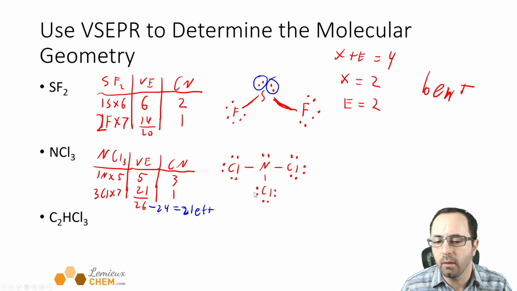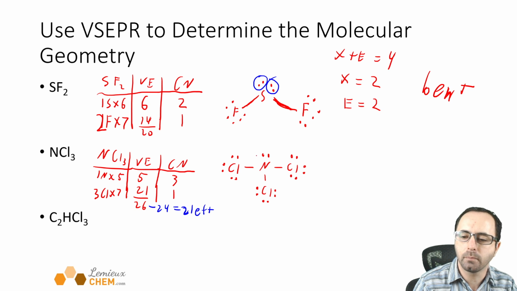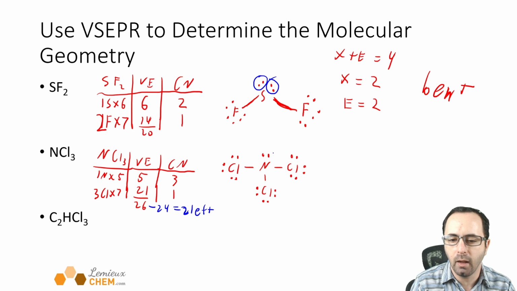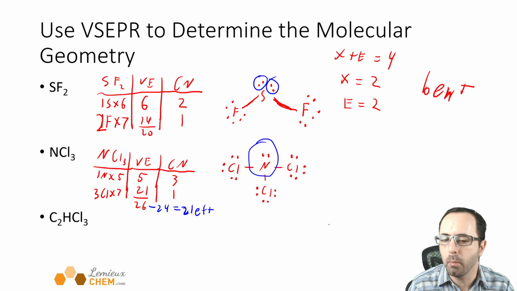Yes. Does everybody have an octet? 2, 4, 6, 8 around each chlorine. And for the nitrogen, 2 in the lone pair, and 4, 6, 8, the rest in the bonds. So in this one, the center atom is the nitrogen, okay? It's all about the center atom.